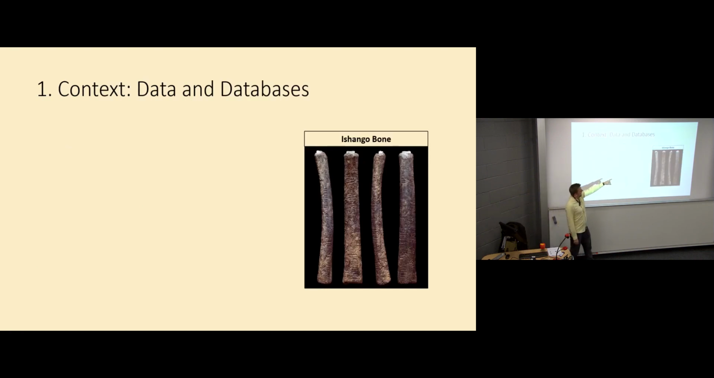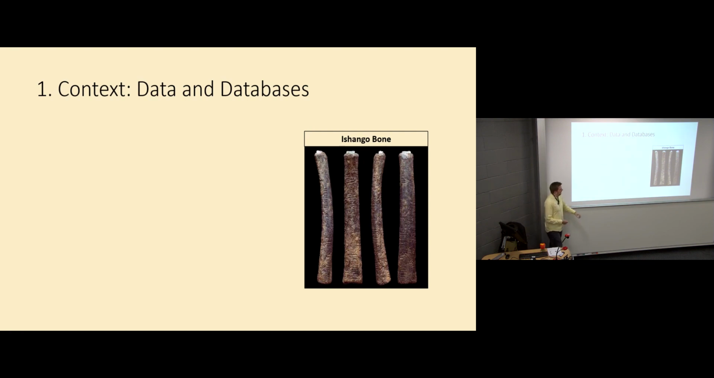This is the Ishango bone. Has anyone heard of that before? The Ishango bone. It's the oldest piece of recorded data, right? These notches are data of some kind. Do we know what they are? No. What happens if you apply context to data? Does anyone know?